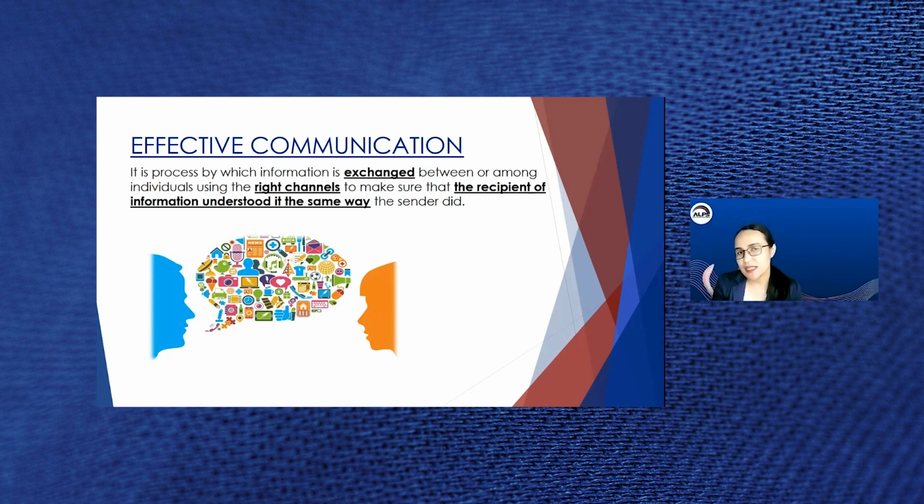So, take a look at what effective communication is. It is a process of exchange of information using the right channels, depending on the type of information that we would like to share. There is information which is best shared when we are talking face to face, or best shared through email, right? And also there is clarity in the delivery, so that the recipient understood the message the same way.